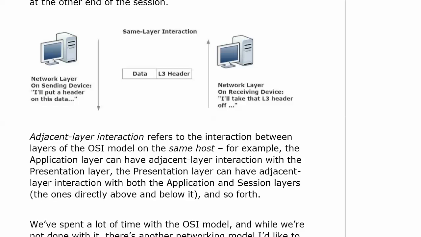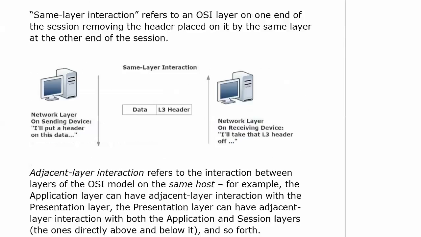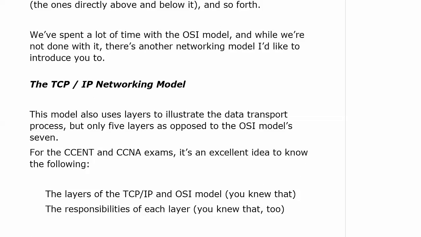As promised, we're going to talk about another networking model here in just a moment, as soon as I remember how to use the mouse. And there we go. The TCP/IP networking model.